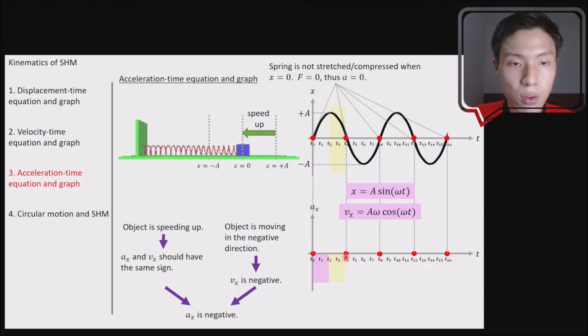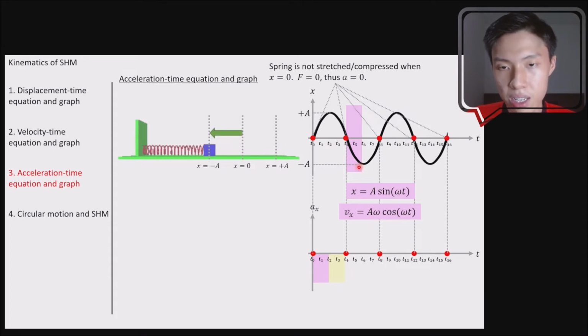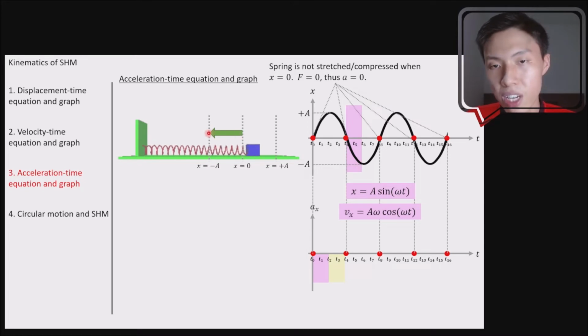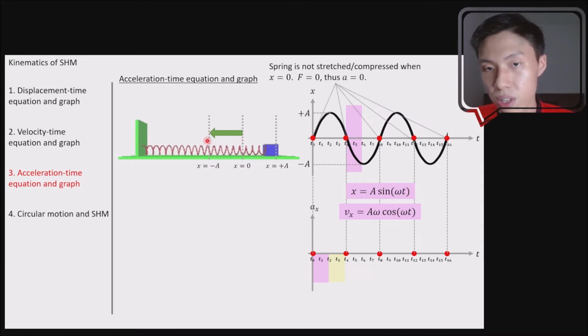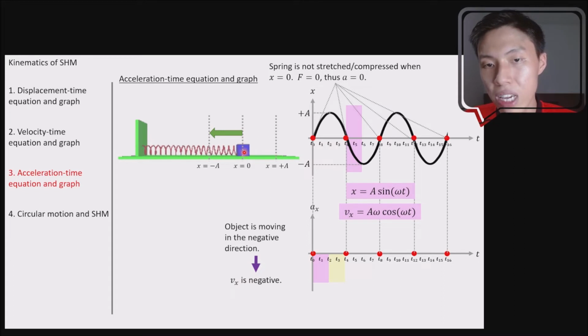Okay, let's continue. For the third section, which is from T4 to T6, our object is moving from x equals 0, the equilibrium position, to x equals negative A. So it's starting from here towards here. So the object is moving in the negative direction. It's moving to the left, so it's moving in the negative direction. Therefore, you should expect vx to be negative. But at the same time, you can see that this object here is moving away from the equilibrium position, moving towards x equals negative A.